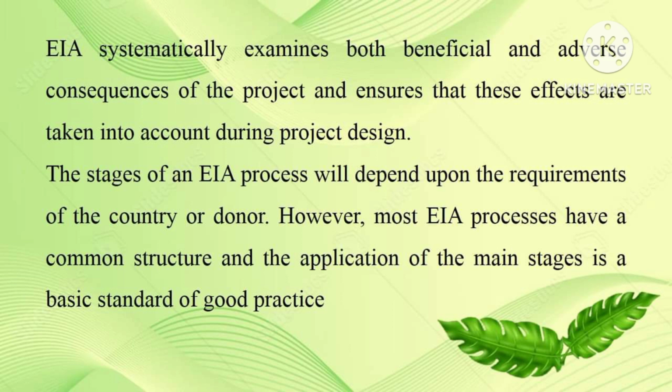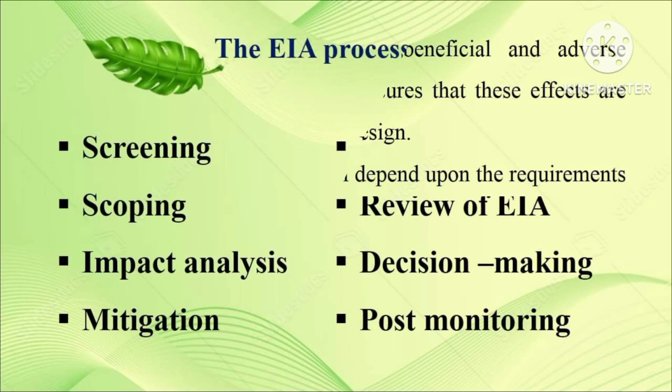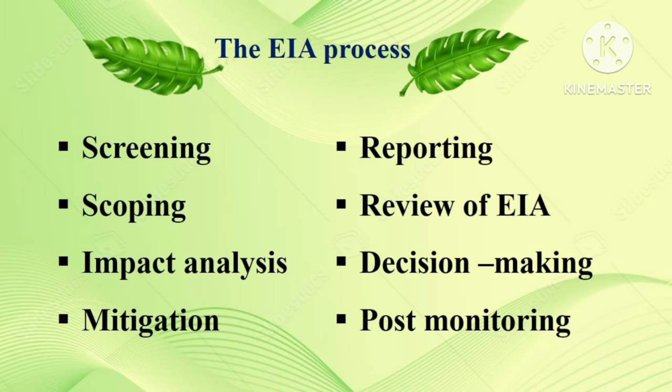The stages of an EIA process will depend upon the requirements of the country or donor. However, most EIA processes have a common structure and the application of the main stages is a basic standard of good practice. The EIA process has screening, scoping, impact analysis, mitigation, reporting, review of EIA, decision making, and post monitoring.